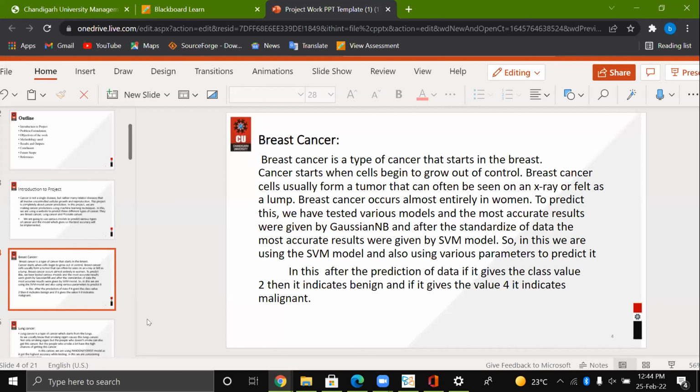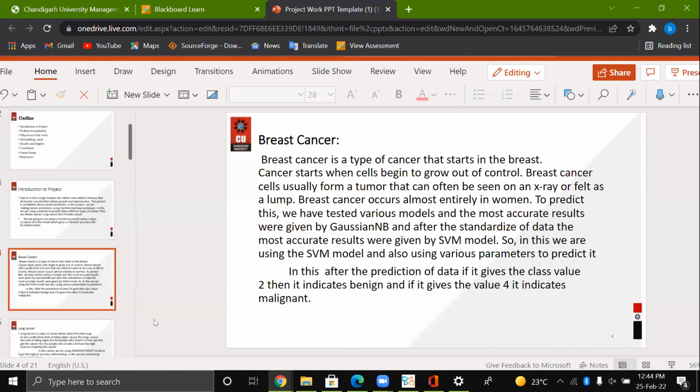Breast cancer is a type of cancer that starts in the breast. Cancer starts when cells begin to grow out of control. Breast cancer cells usually form a tumor that can often be seen on an X-ray or felt as a lump. Breast cancer occurs almost entirely in women.